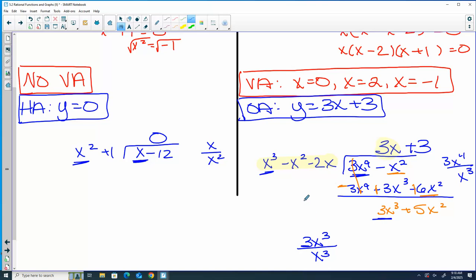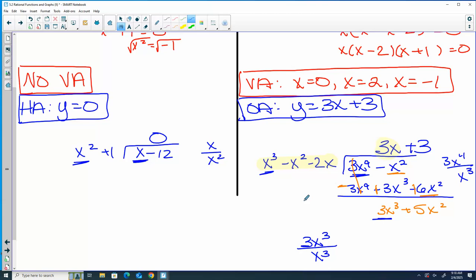So at this point, we have really seen all the possibilities for the horizontal and oblique. Vertical is always what makes the bottom 0. Horizontal and oblique is always like a division problem. But there are shortcuts if you recognize them.